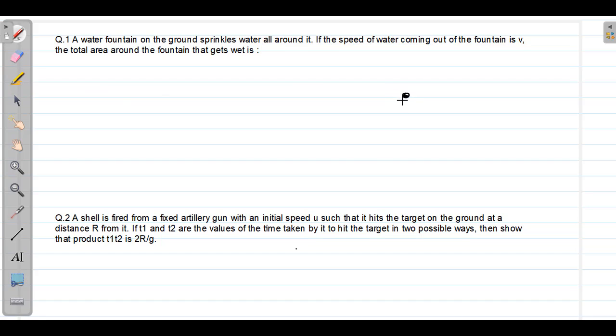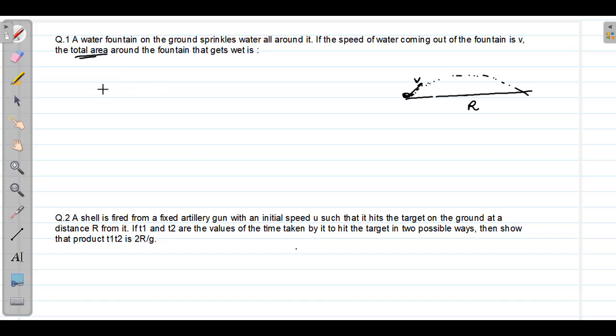Suppose this is the fountain and it can give out the water at a speed of, say, V. Water droplets can take the projectile path, which is parabolic, and hit the ground at some distance, which is called the range. We have to find the maximum area, that means the total area around the fountain that gets wet.